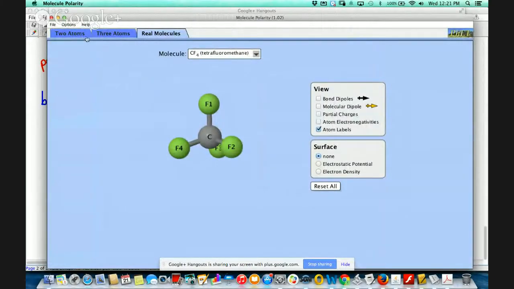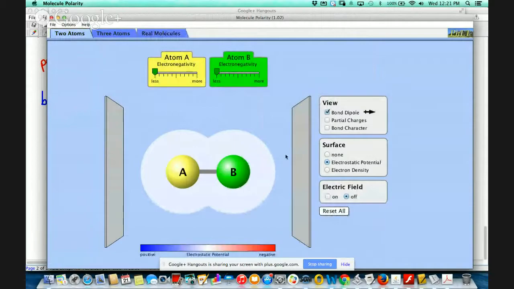So let's go with two atoms. Two atoms are always linear. Now, what you're going to see with this is what happens when I change the electronegativity. Atom A and atom B right now have the same electronegativity. Right now, it's a nonpolar bond, and it's linear.